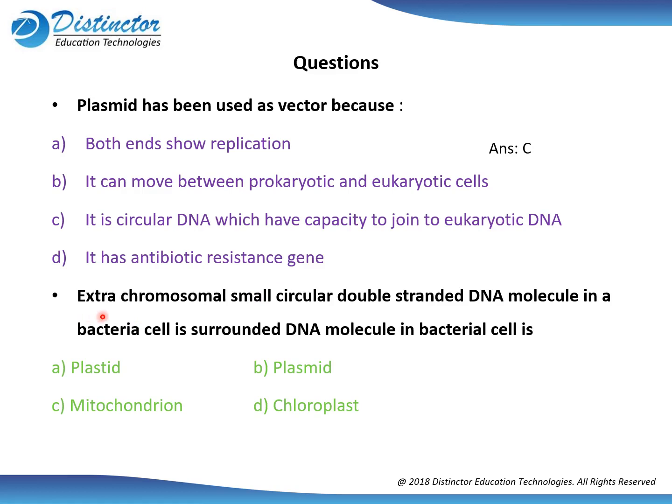The next question. An extra chromosomal small circular double-stranded DNA molecule in a bacterial cell is dash. Plastid, plasmid, mitochondria, or chloroplast.